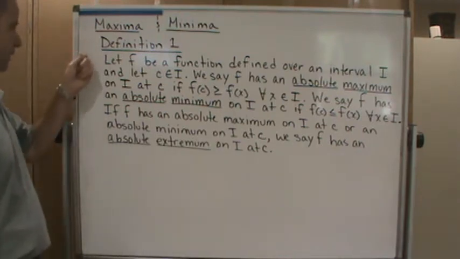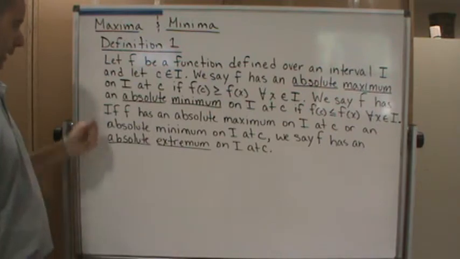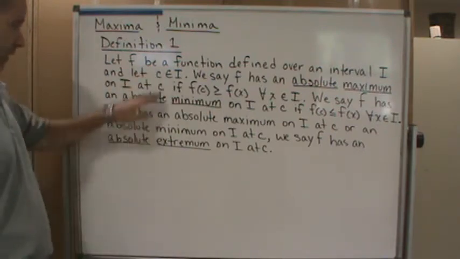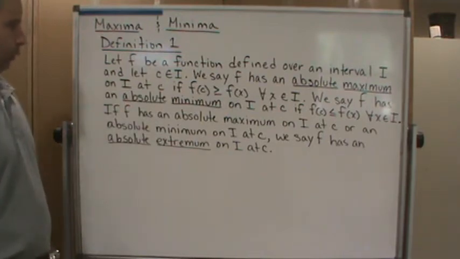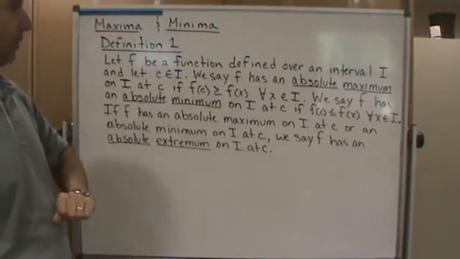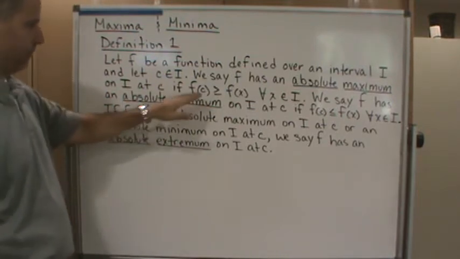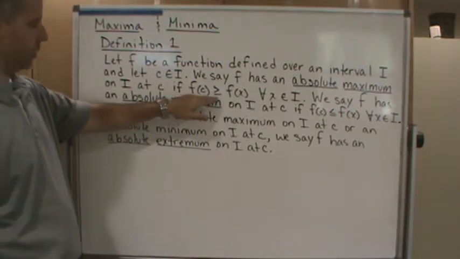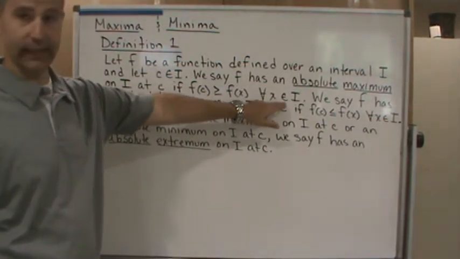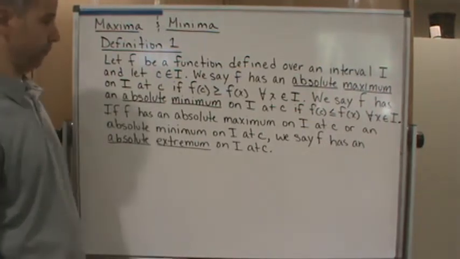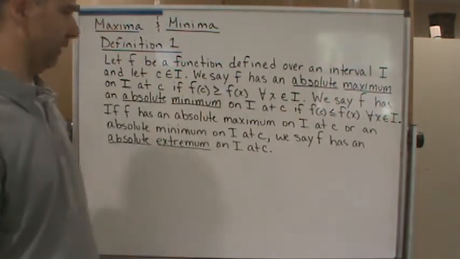So definition 1 is: let f be a function defined over an interval I, and let c be an element of I. So that's what this means, an element of I. Okay? We say f has an absolute maximum on I at c if f of c is greater than or equal to f of x for all x in I. Or for all x that is an element of I, if you want to say it that way.